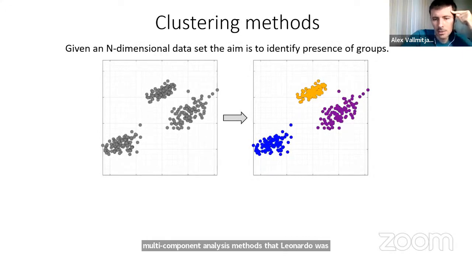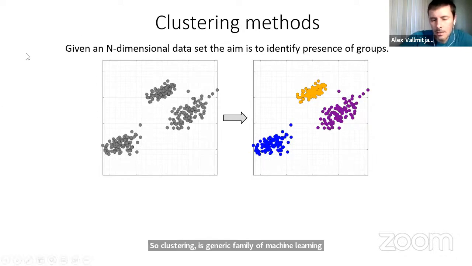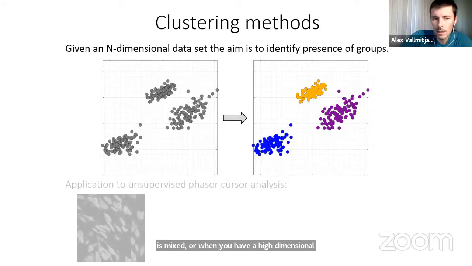So clustering is a generic family of machine learning methods which go about, given some data, tagging it and separating it into groups. In this case, you have a two-dimensional set of points, and you say, I want 3 groups here. The clustering step is to say, okay, this is one group, this is another one, this is the third group. So in this case, the label is the color. This can be a very complex problem, especially when data is mixed or when you have a high dimensional problem. But as you can see, a two-dimensional problem, phasor can look like this.